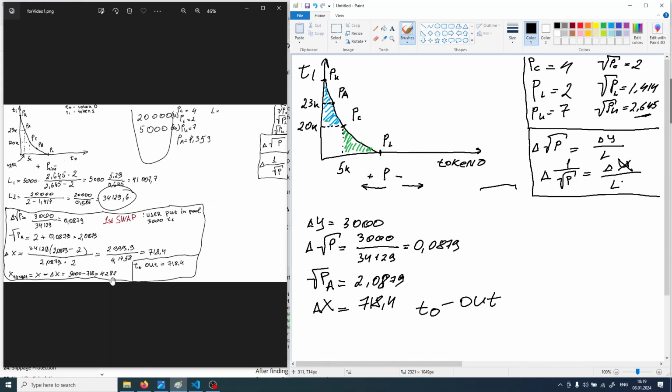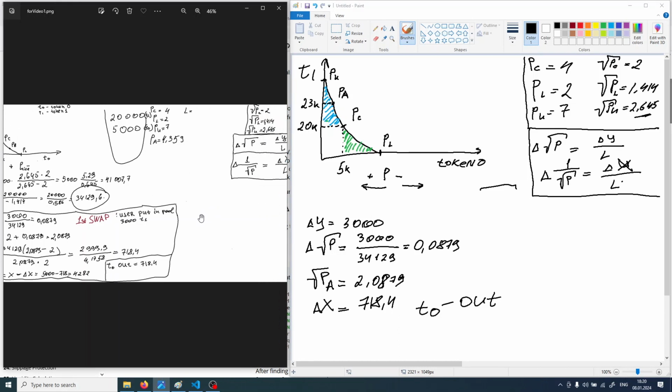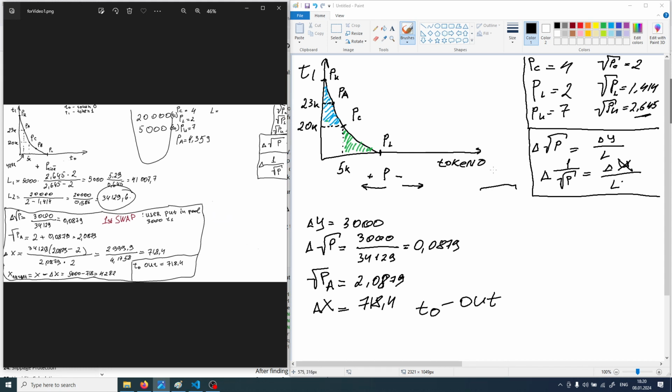and we can calculate how many token 0 will be in the pool in this case. Yeah, it is the first swap. In this swap we swap token 1 for token 0.